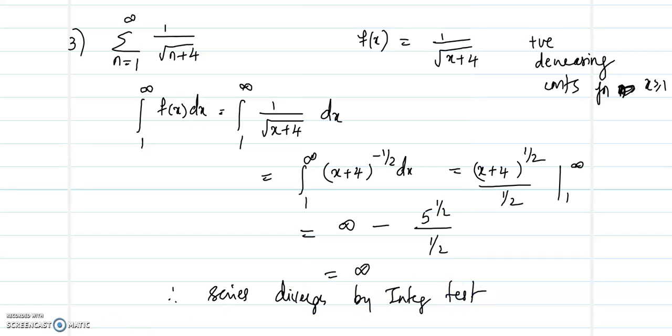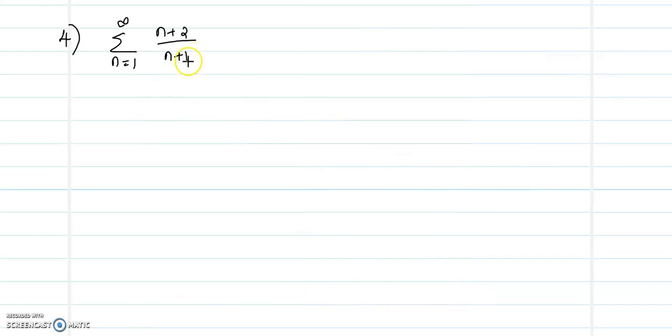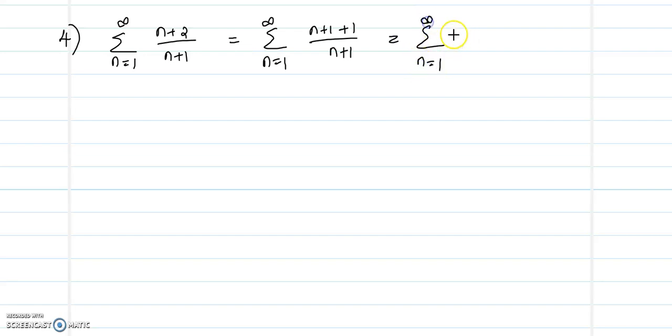So the series will be divergent. And next problem we have summation n equal to 1 to infinity (n plus 2) by (n plus 1). So we can write this as summation n equal to 1 to infinity. So n plus 2 can be written as (n plus 1 plus 1) by (n plus 1). So this will be equal to summation n equal to 1 to infinity of 1 plus 1 by (n plus 1).